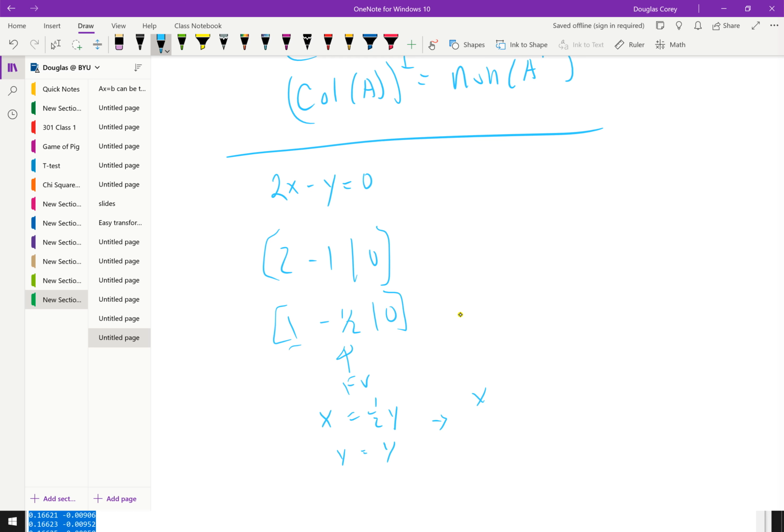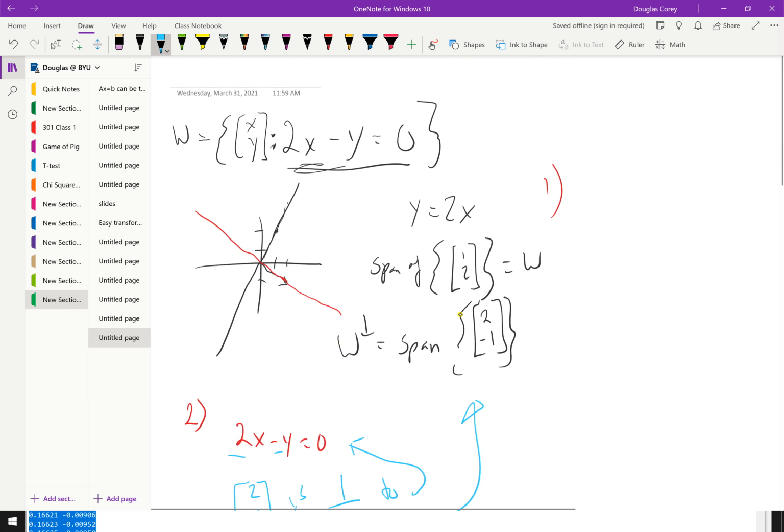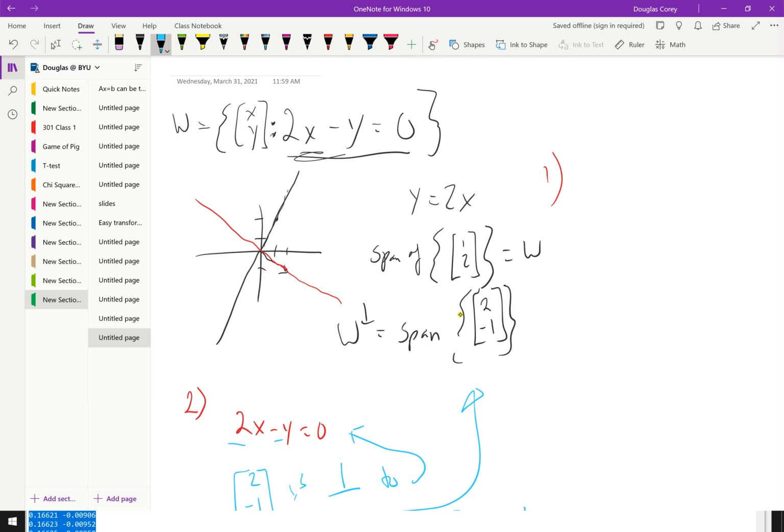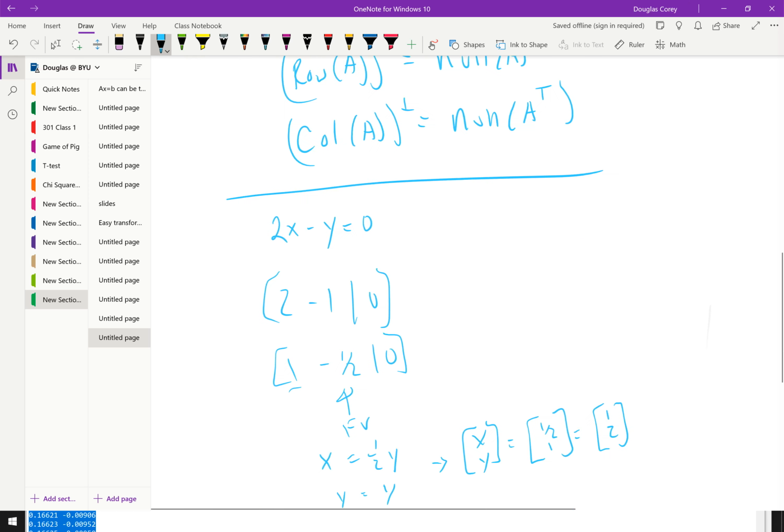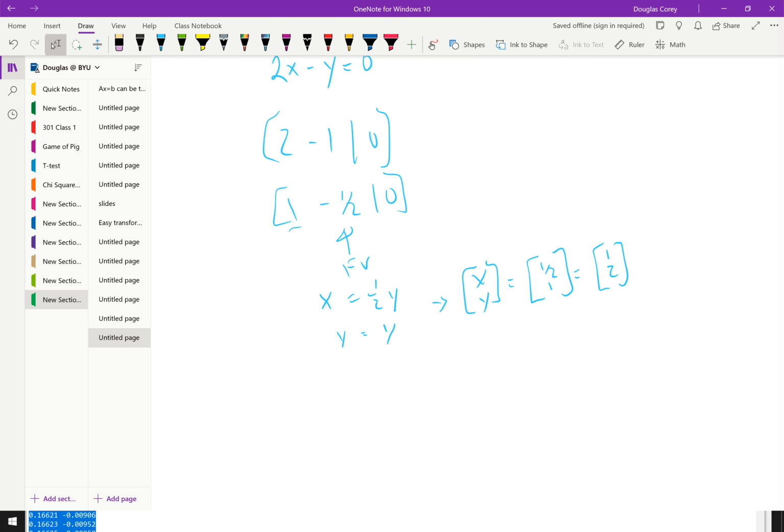So that means all xy's that make that equation true are of the form 1/2 1, or it's easier to write it 1 2. Now notice that's the span of 1 2. We could already pull that out from this. We knew that if we had 1 2 and we took the span of that, that defines all of the solutions of that equation. So that's what we've done. We found the solution. So this is W right here. The span of all that is W.